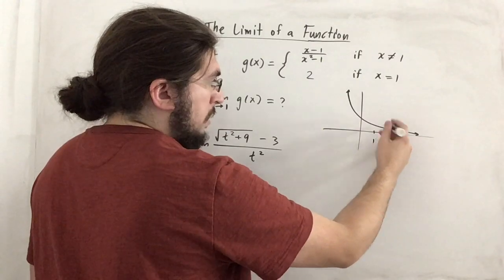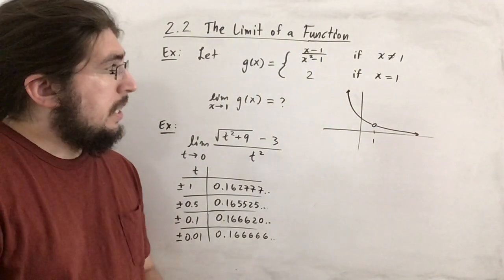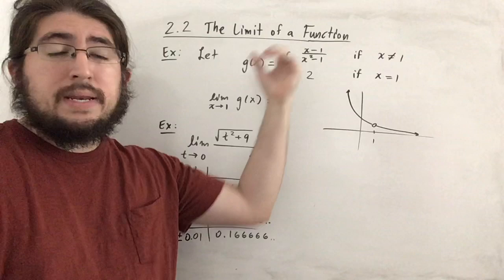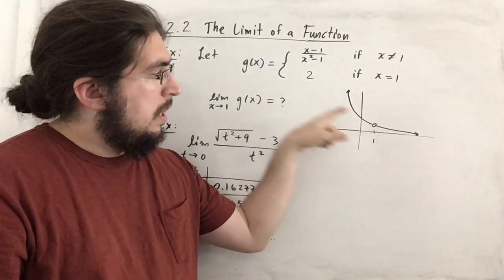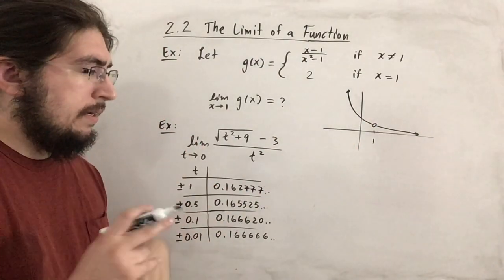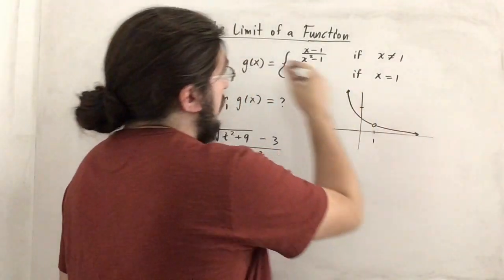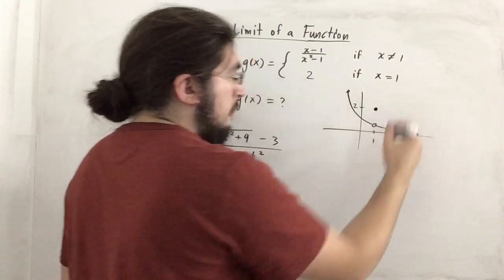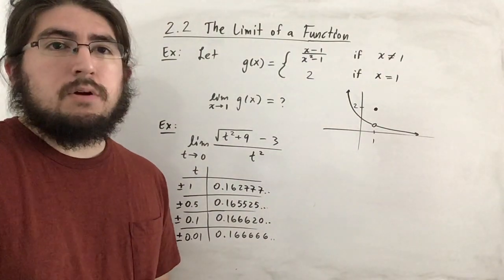Now, when x is equal to 1, we have a hole in this function. And the reason why is because, notice what we did earlier, we factored out x minus 1 from the bottom and canceled. So really what you get there is a so-called removable discontinuity. But again, that technical discussion is for a later section. But for g of x specifically, we get 2 for x equals 1.